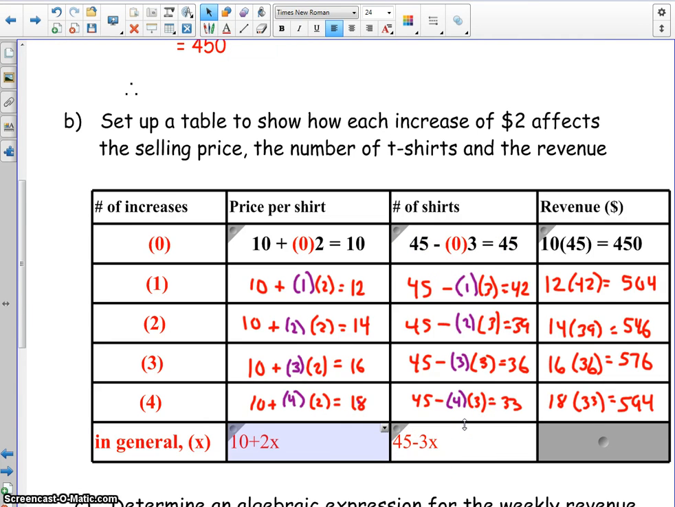Well, and then how do we find the revenue? Revenue is just price times number sold. So we get (10 plus 2x) times (45 minus 3x). So what we have right here now is a revenue equation, and hopefully it looks a little bit like factored form, because that's what it is. It's the factored form of a quadratic at this point. Let's see what this looks like on a graph.